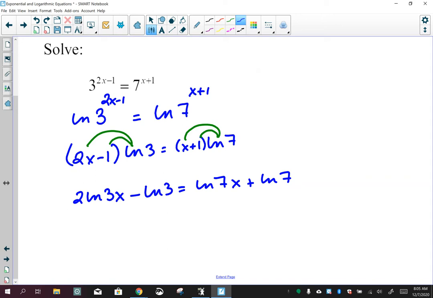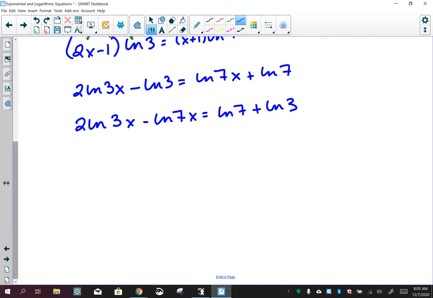All right, now you're thinking, oh my gosh, this is a hot mess. I don't know what to do. Okay, don't panic, because this is the easy part. What you want to do is anything that has an x, you want to move it to the left side and everything else goes to the right side. So I'm going to rewrite. I got 2 natural log of 3x, and I'm going to move this piece over here, minus the natural log of 7x. And that's going to equal the natural log of 7 plus the natural log of 3.